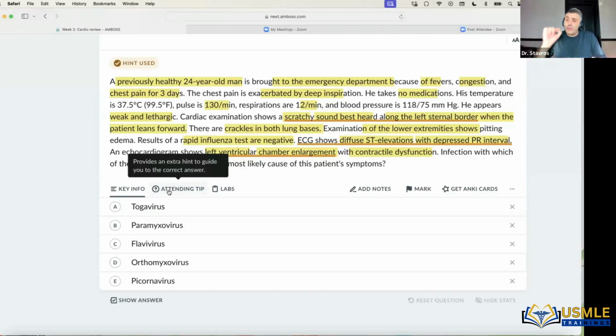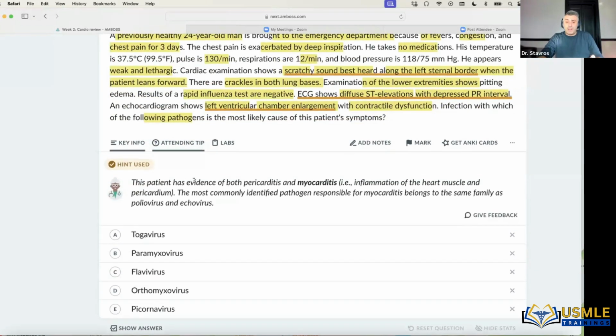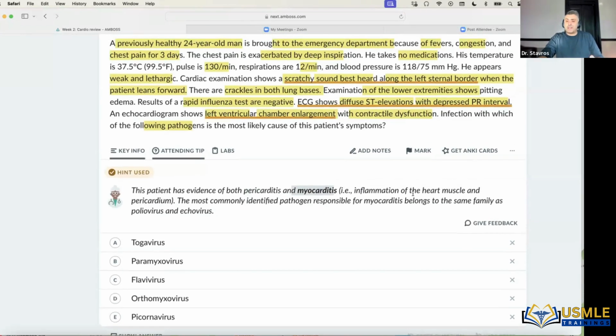To confirm that you're on the right track, you say, okay, patient has both evidence of pericarditis and myocarditis. The pericarditis is the diffuse ST elevation. The myocarditis basically is inflammation of the myocardium, right? So now the problem is you have to know what is the family of the virus. Is it a toga? Is it paramyxo? Is it flavi? What is it, right?